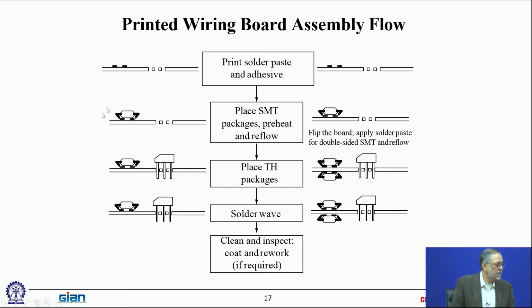Okay, so the steps for the assembly are very simple. You would first put down solder paste on all the pads where components are going to sit. Okay, so this is the printed wiring board. How do you do that?